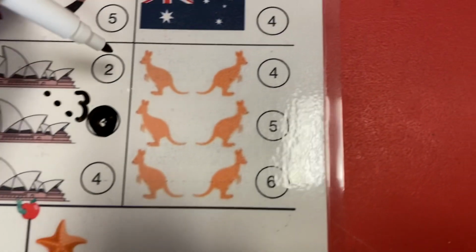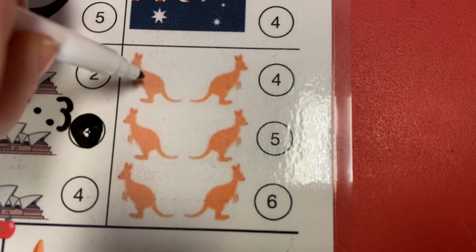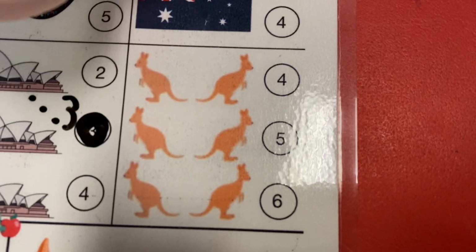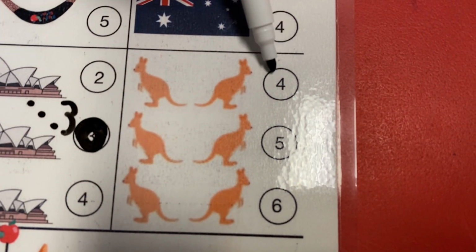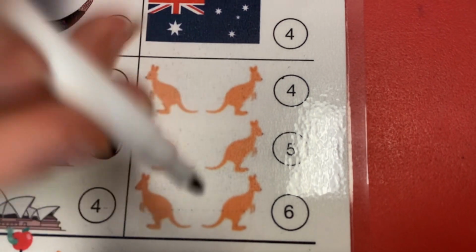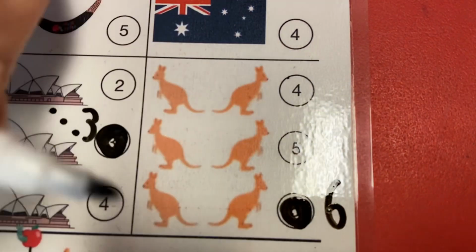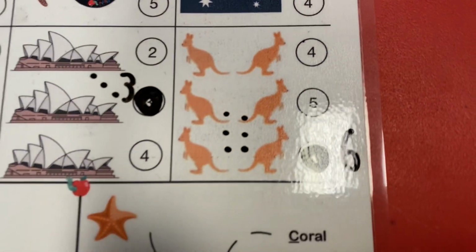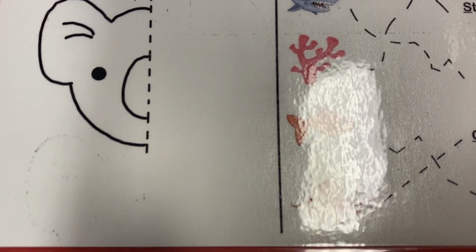Perfect. Okay. Kangaroos with their little joeys in there. 1, 2, 3, 4, 5, 6. All right. 4, 5. No? Nope. 6, there it is. All right. And our kangaroos are almost in the same pattern. Perfect. Okay. All right. Koalas.